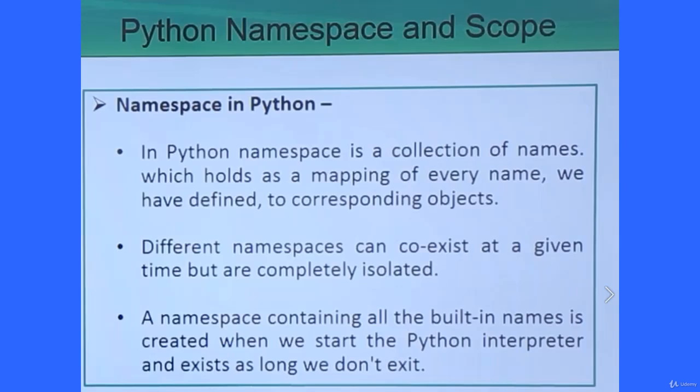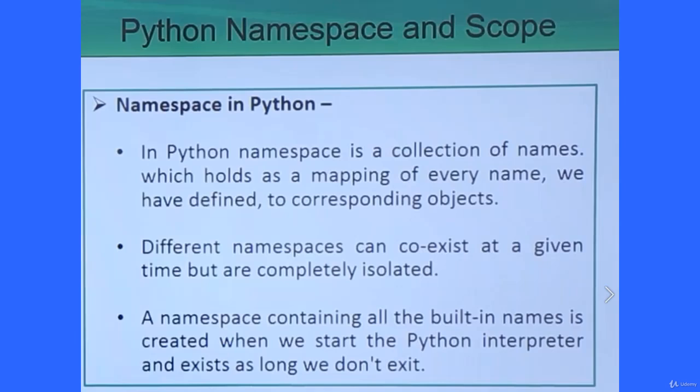Namespace in Python. In Python, a namespace is a collection of names, which holds a mapping of every name we have defined to the corresponding objects. So objects will have different names, and these names will be defined in some namespace. Different namespaces can coexist at a given time, but they are completely isolated.